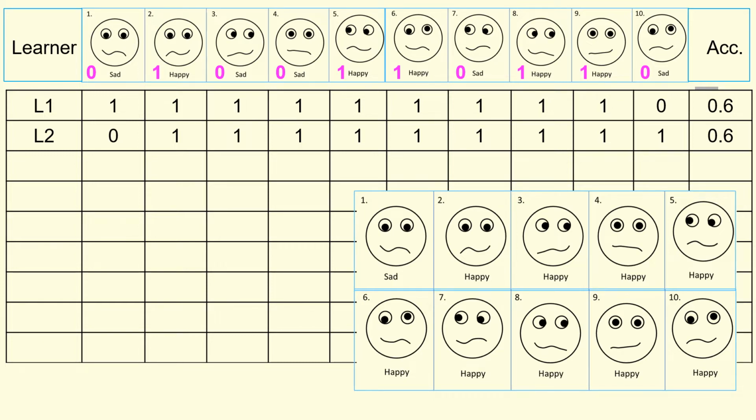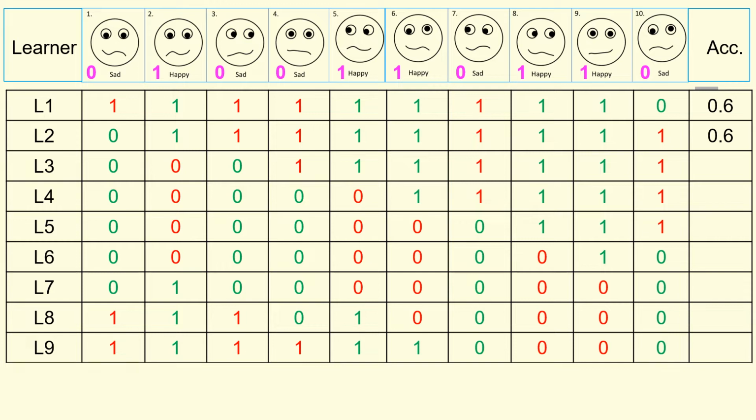Learner number 2, this is her choices for sad and happy, and she also has a 0.6 accuracy. So she missed the third and the fourth and the 7th and the 10th, and so on and so forth. So each one of these has rated the faces based on sad or happy, and they all have an accuracy of 0.6, except the last two have an accuracy of 0.5.